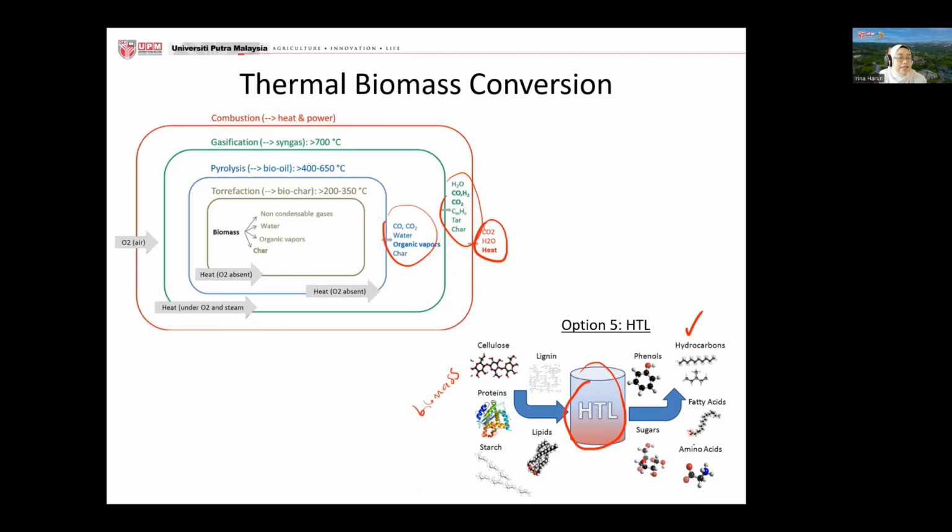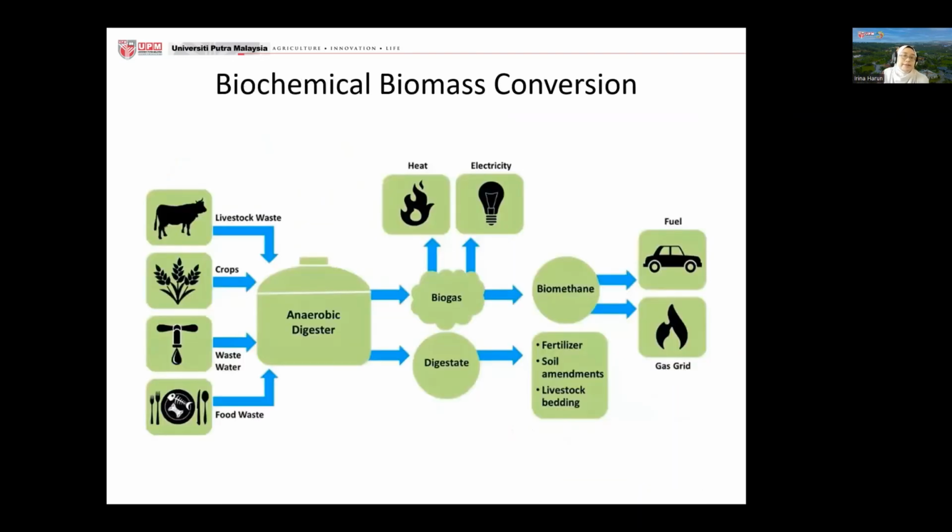Fatty acids here are significant because they are used to convert the petroleum to diesel. Okay, amino acids, sugars, phenols, and so on and so forth. There are so many different types of products that can be produced from HTL.